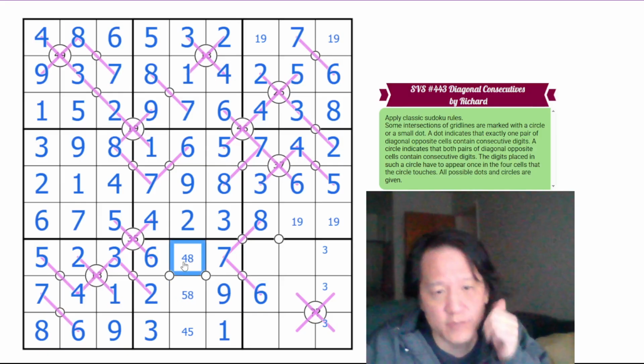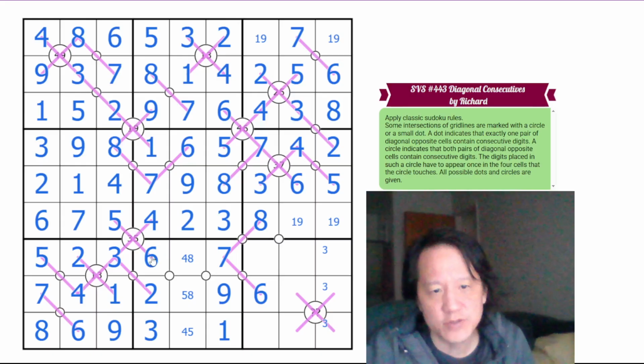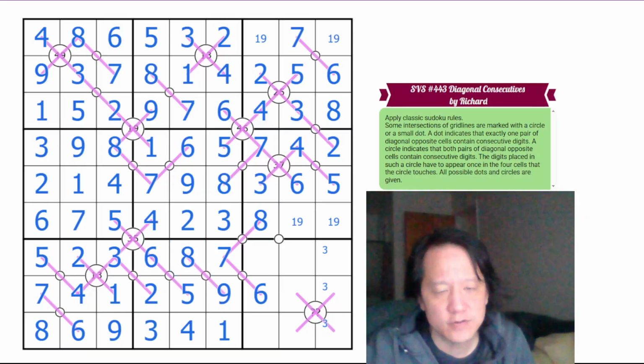2 is not consecutive with 4 or 8, so this must be 6, consecutive with that digit. So this has to be 6 and 5, which makes this 4, which makes that 8. 8 and 9 are consecutive, so that's fine.